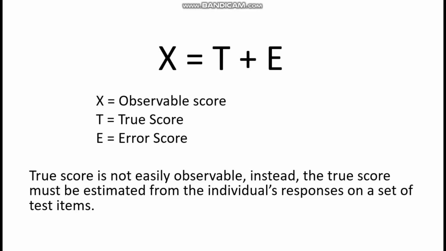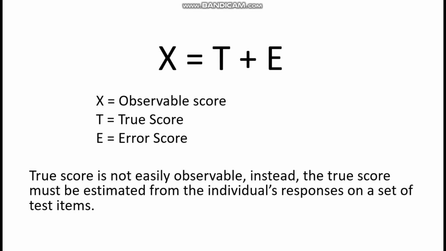So ito yung pinag-usapan natin kagabi at chinek sa atin ni Sir Alvin na yung ating equation na X is equal to T plus E is the gist of the classical test theory, at ang sinasabi niya na yung X or yung observable score ng bata can be estimated by the true score and the error score. Dito, true score is not easily observable. Instead, the true score must be estimated from the individual's responses on a set of test items.